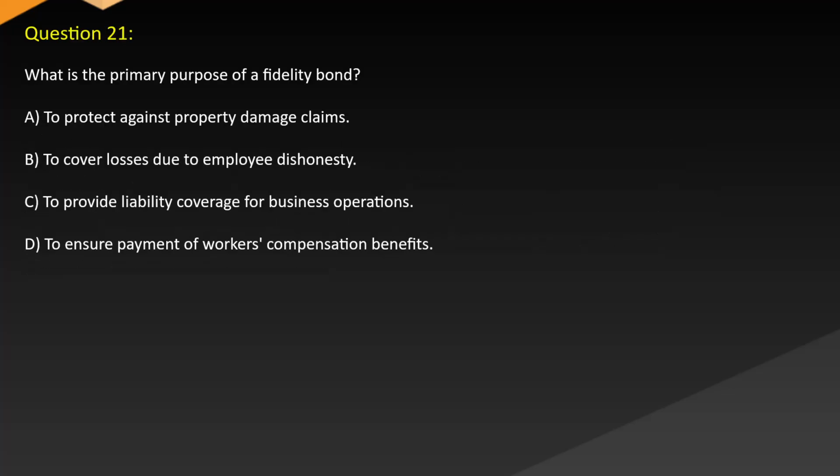Question 21. What is the primary purpose of a fidelity bond? A. To protect against property damage claims. B. To cover losses due to employee dishonesty. C. To provide liability coverage for business operations. D. To ensure payment of workers' compensation benefits.